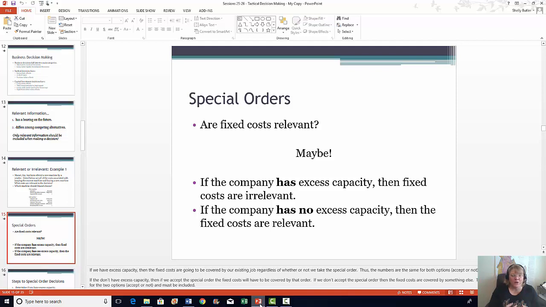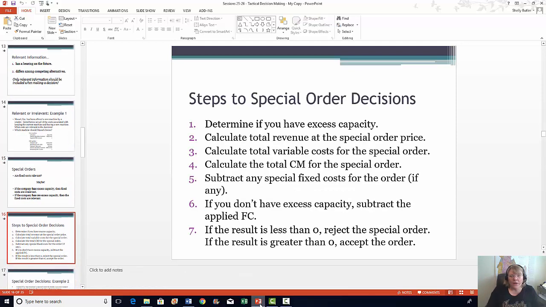Now, if the company has no excess capacity, if you have order after order after order, and your poor people are working one after the other, and there's no breaks in between, then fixed costs are relevant because you have to stop doing one project to take on another. So those fixed costs are relevant. Now there are steps to special order decisions. First, you need to determine if you have excess capacity, and you will know that based on your orders.